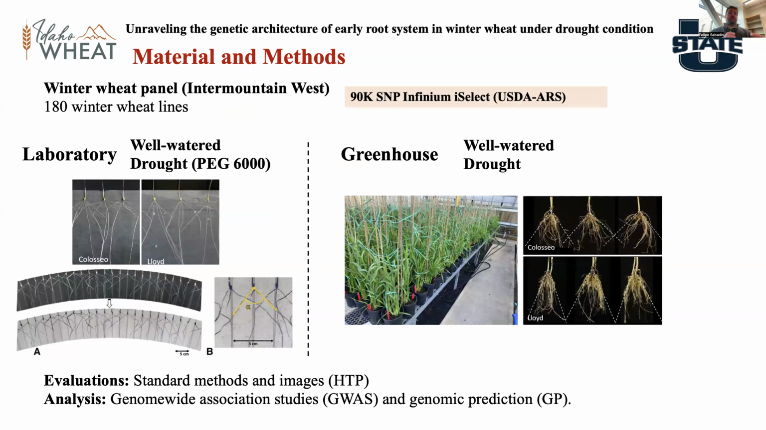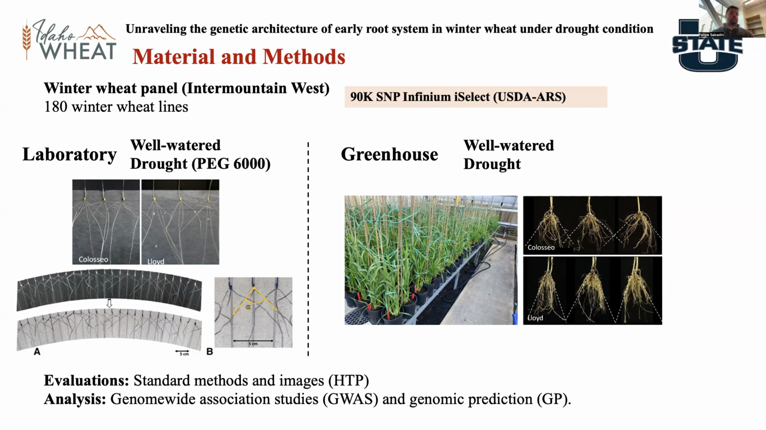We already have a winter wheat panel developed by Dr. John Lee Shane. It is composed of 180 winter wheat lines adapted to the Intermountain West region, including released varieties but also breeding lines. All this panel is already genotyped, so we can take advantage of this set and study the root system as well.